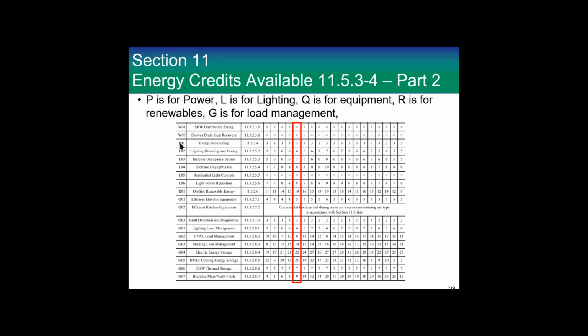P is for power. There's only one of those. L is for lighting: 1, 2, 3, 4, 5, 6 lighting. Q is for equipment. We have 3 equipment credits. R is only 1, on-site renewable energy. And G is for load management, and we have 7 load management credits.